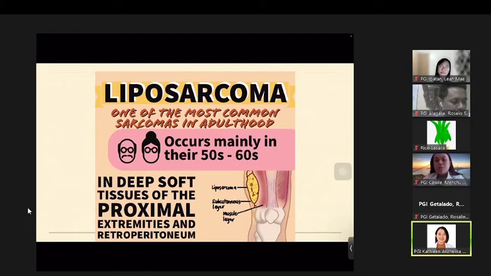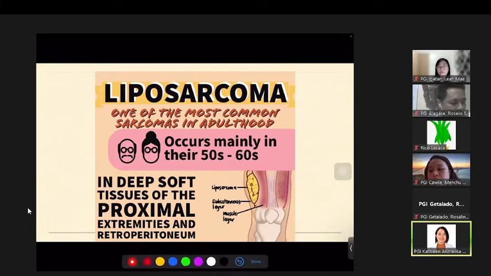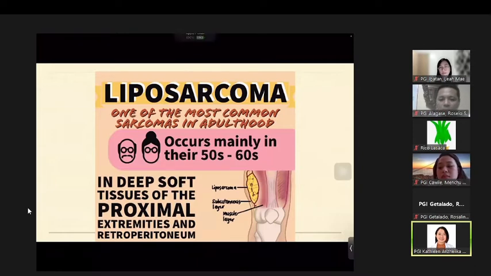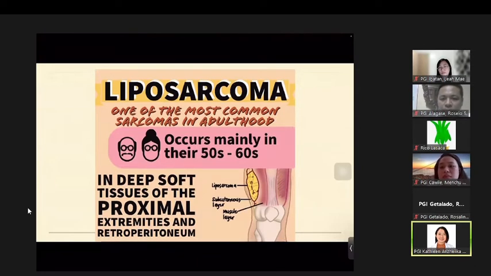So, as you can see, it is most common in the deep soft tissues of the proximal extremities and the retroperitoneum. In the figure on the right, it is an example of a leg. This is the knee, the muscle layer, the subcutaneous layer, and this is where liposarcoma is usually found. So this is considered the proximal extremity. But it can also be seen in the retroperitoneum.